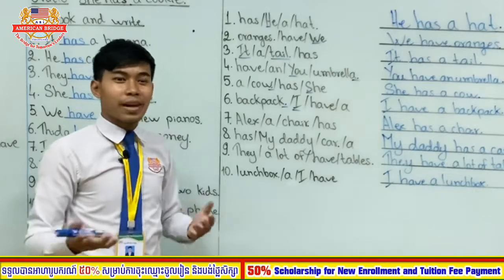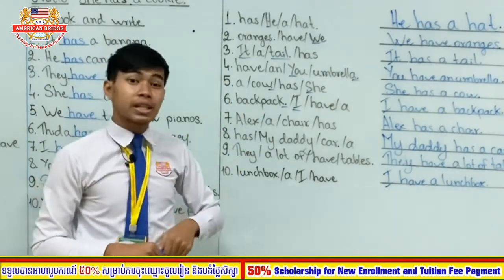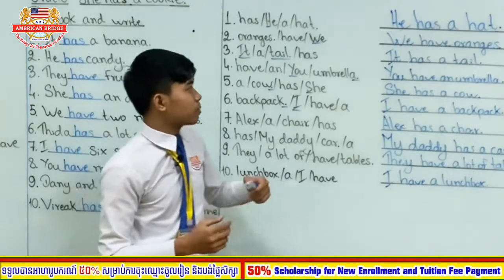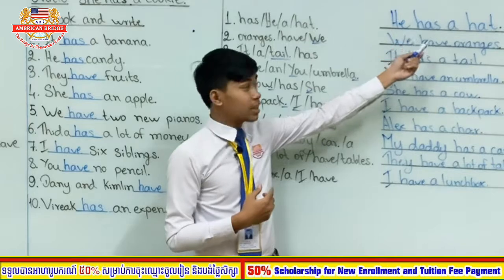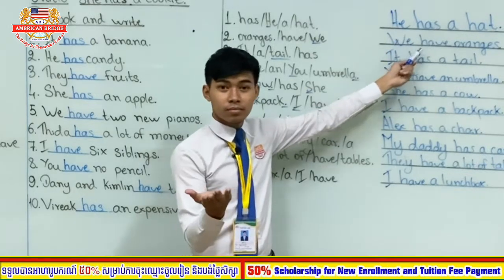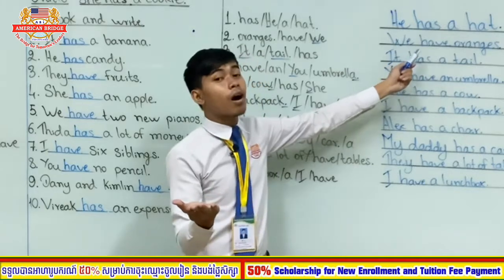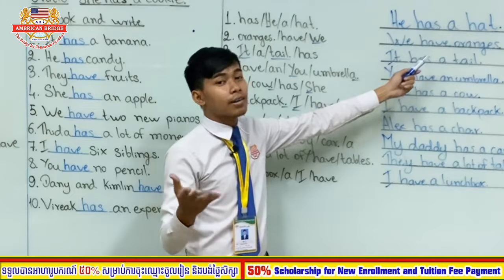Okay, so now we have finished our exercise F, but let's review again. I want you to read. I don't want to read anymore. Just read from me, okay? Can you read this one? Very good. He has a hat. Number 2. Yeah, we have oranges, not orange, okay? Oranges. We have oranges, okay?